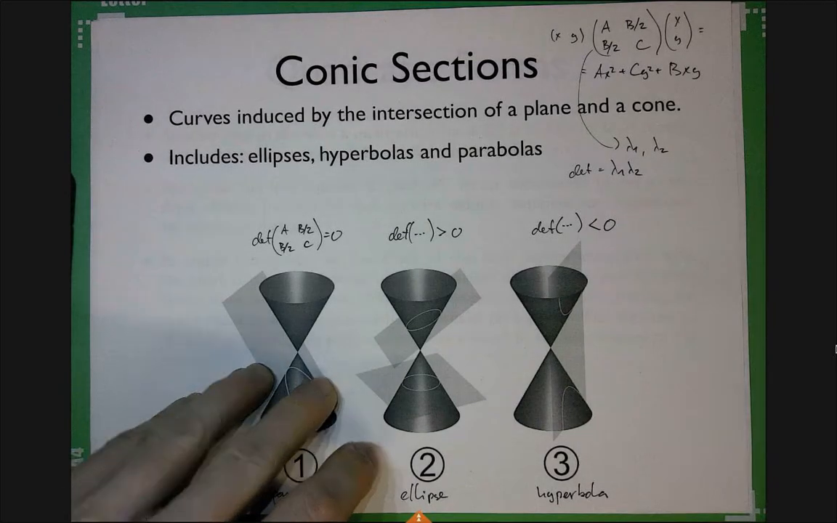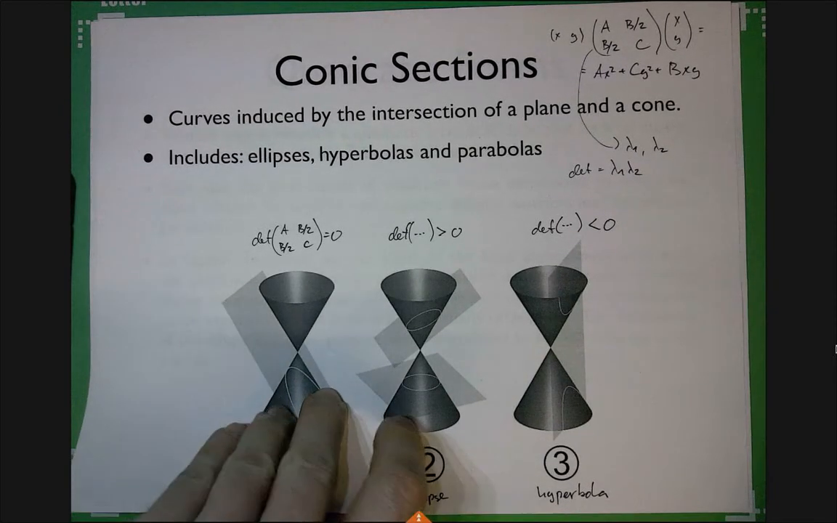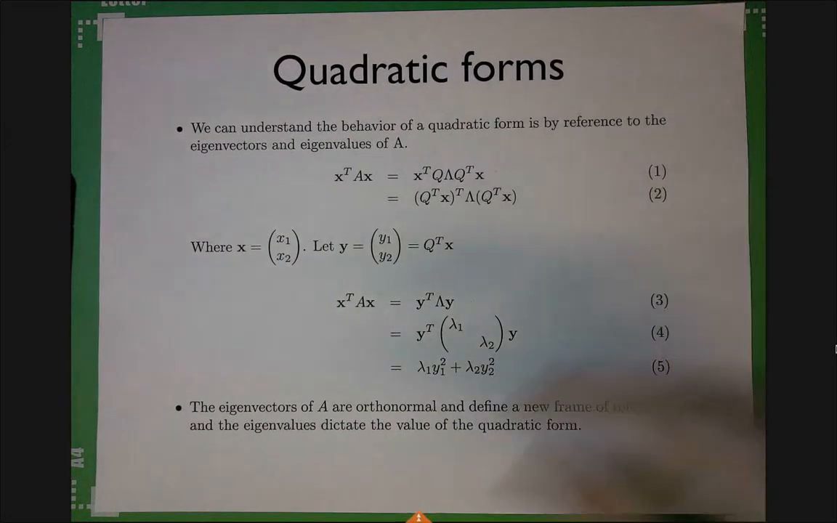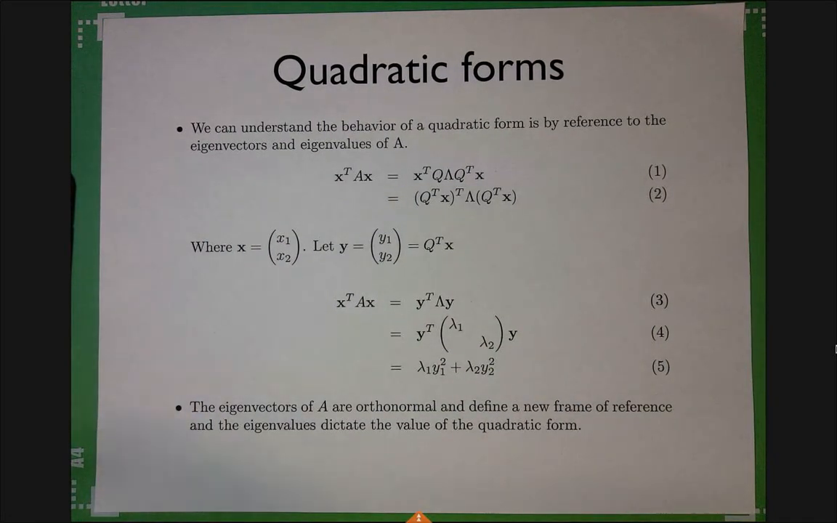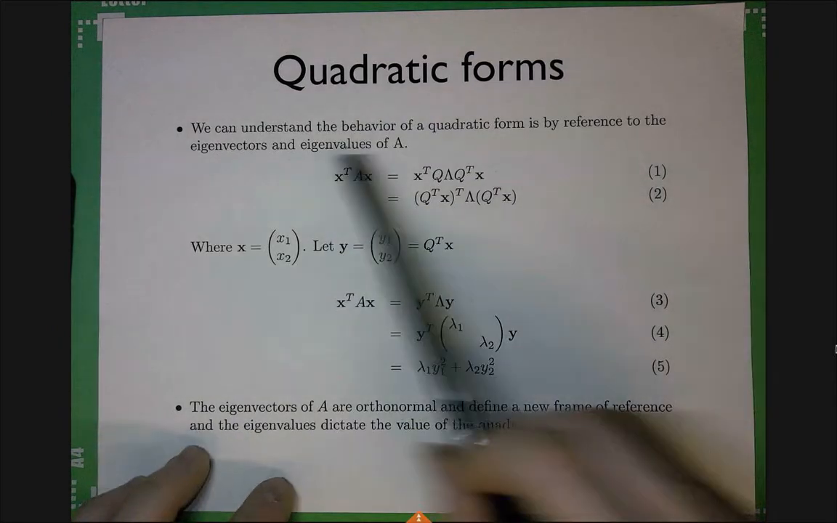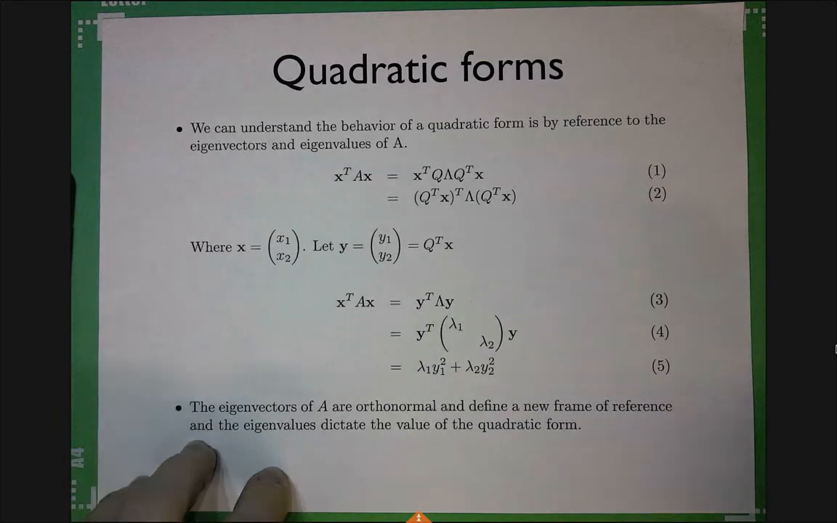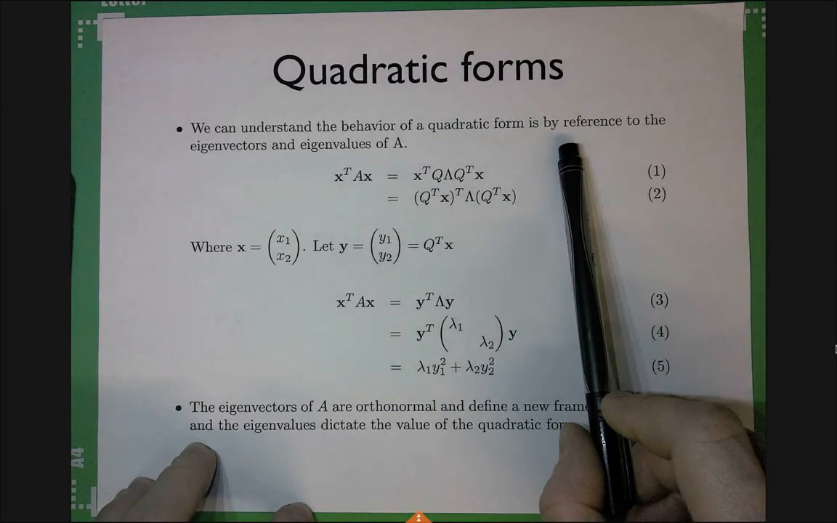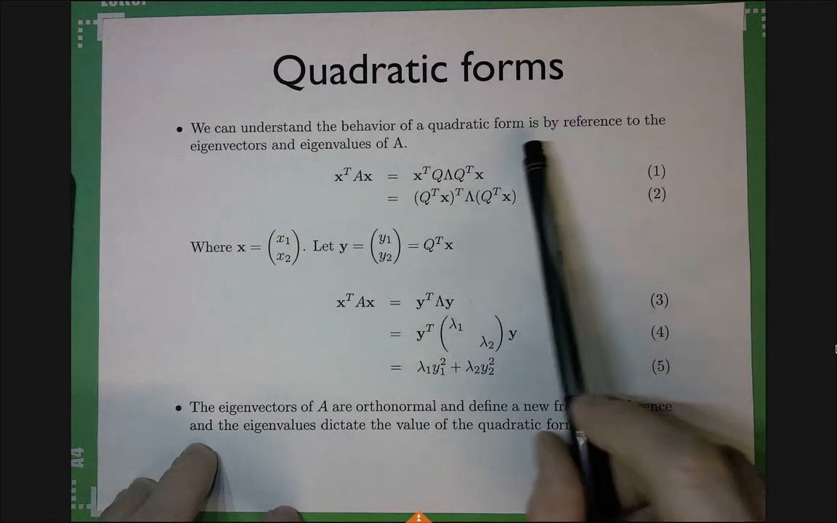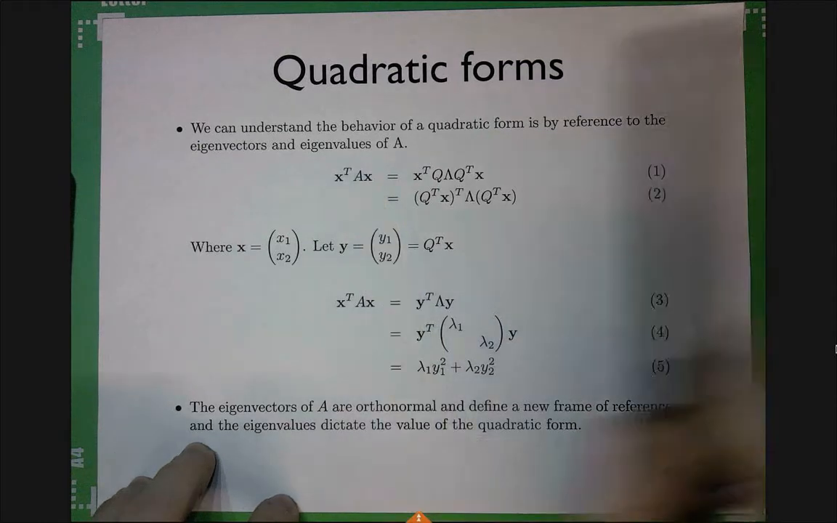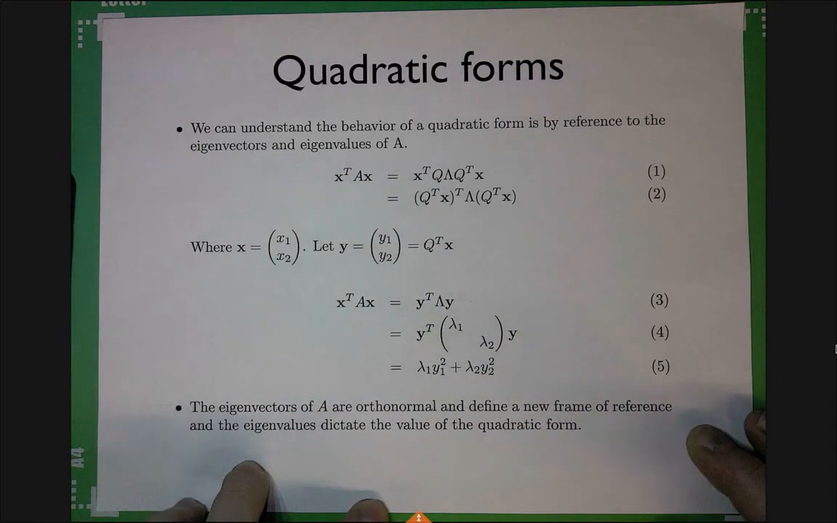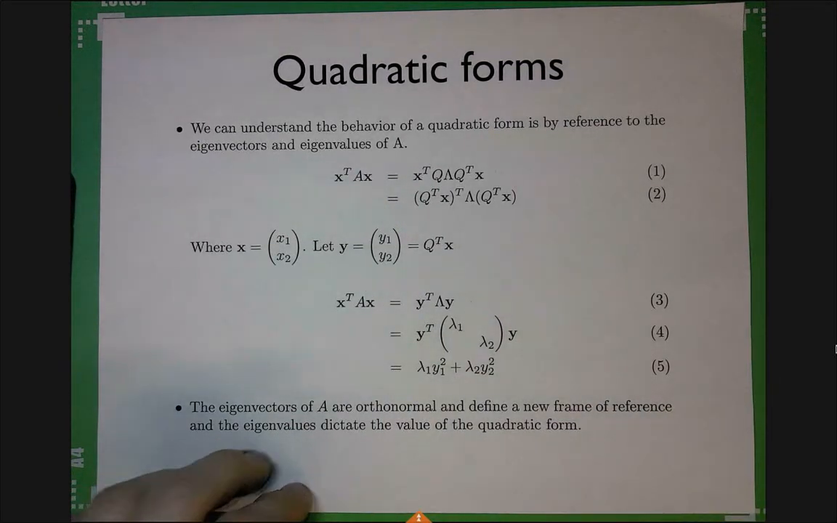And what is really nice is that using eigenvectors, we can convert these curves into a normalized, very simple form, or understand their behavior by looking at the eigenvalues and eigenvectors of the matrix of the quadratic form. So let's take a look at that.